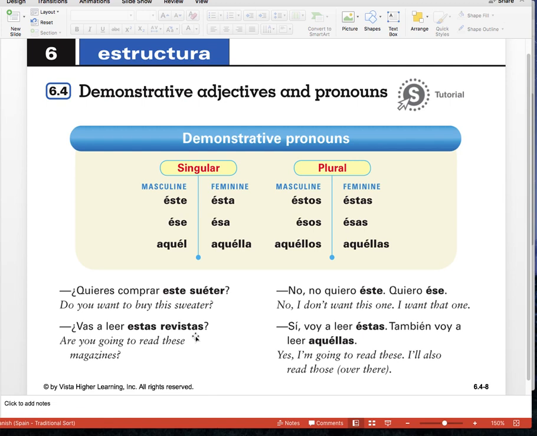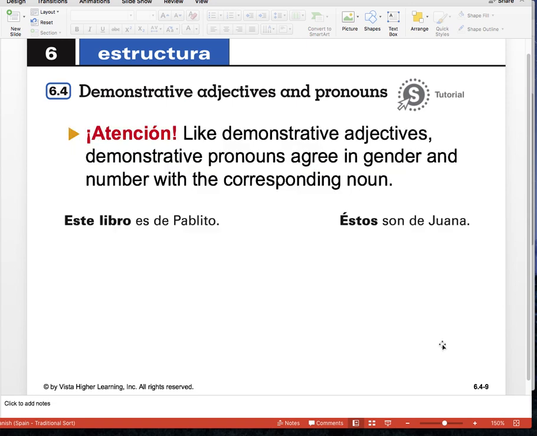¿Vas a leer estas revistas? Sí, voy a leer estas, right? So I'm going to read these. También voy a leer aquellas. I'm also going to read those ones over there.